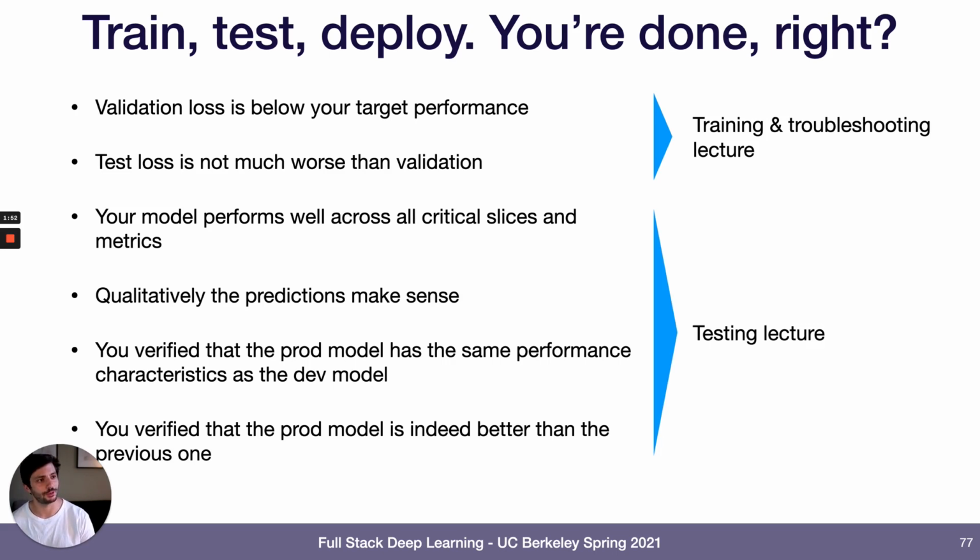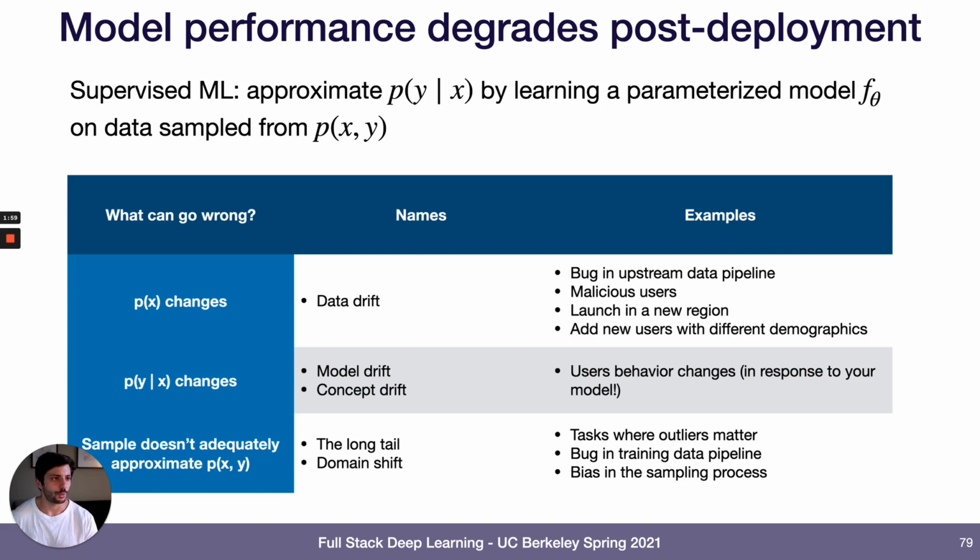So you're done, right? Nothing else can go wrong with the model. You can just deploy it and forget about it. Not quite. An unfortunate fact about machine learning systems is that model performance tends to degrade after you've deployed the model. One way to reason about this is to think about what your guarantees are, or what problem you're solving when you train a supervised machine learning model. You're approximating some P of y given x, and you're doing that by learning a parameterized function on data sampled from the joint distribution of x and y.